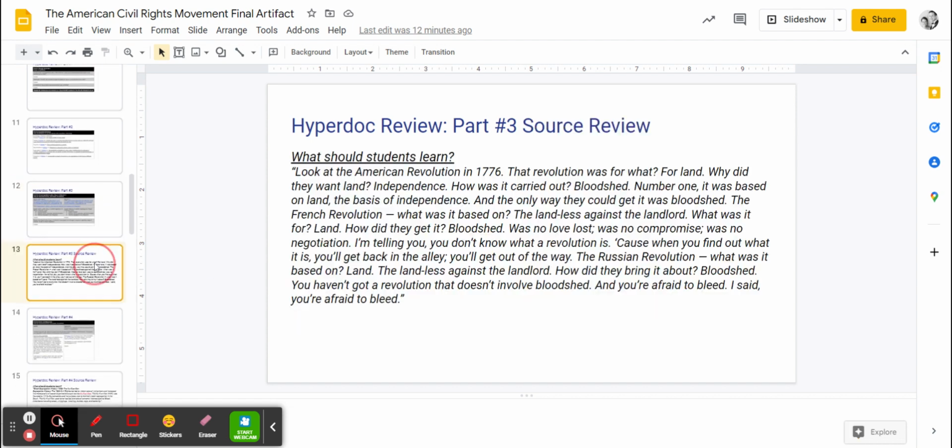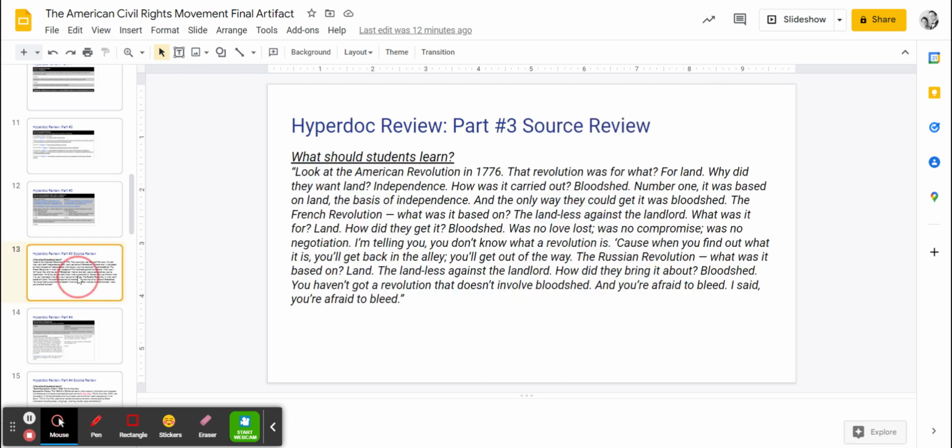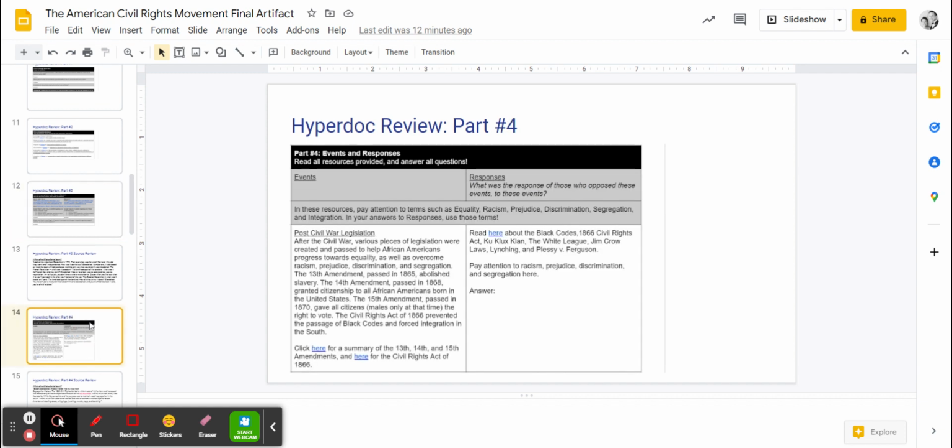In my module 3 feedback, you asked for some examples of sources, and what students will find when they look at these sources. This is just an excerpt from Malcolm X's speech, the Message to the Grassroots, where he talks about the fact that violence is sometimes necessary to achieve goals. This is the type of information that students will be finding when they look at some of these resources. I wanted students to have that understanding that not everyone involved in the civil rights movement had the same idea for how to achieve equality. So that takes us into part 4.